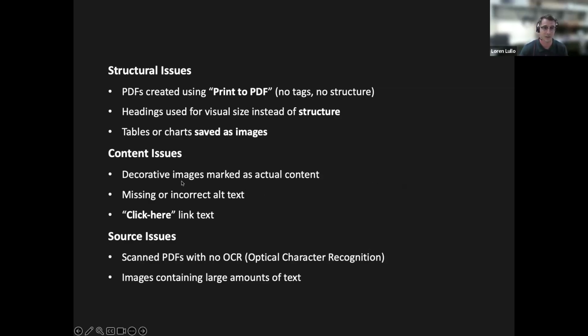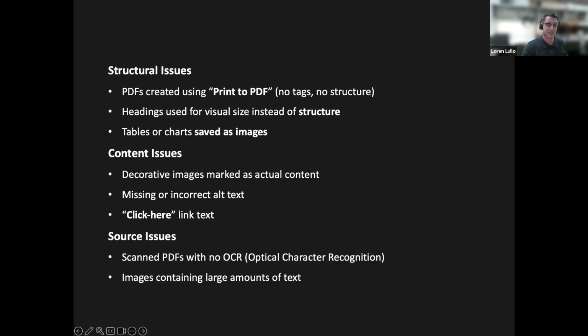Content issues, decorative images marked as actual content. This is something that's easy to remediate within most Office products. Just a simple right click and mark as decorative. Same thing with alt text. If you have an image that would give some kind of information to someone using assistive tech, you want to make sure to add a description of what that is.